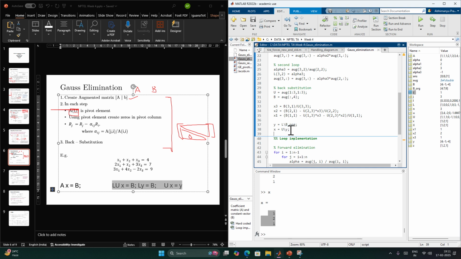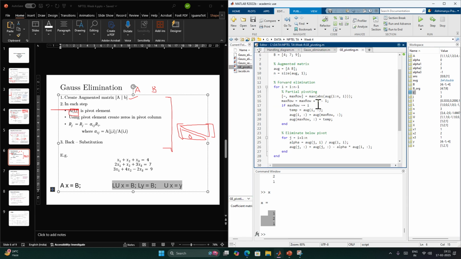fine. So does anyone have any doubt in this? The Gauss elimination and LU decomposition? Okay.